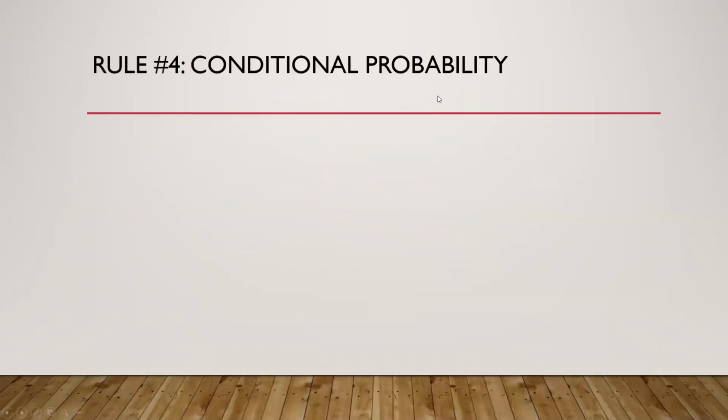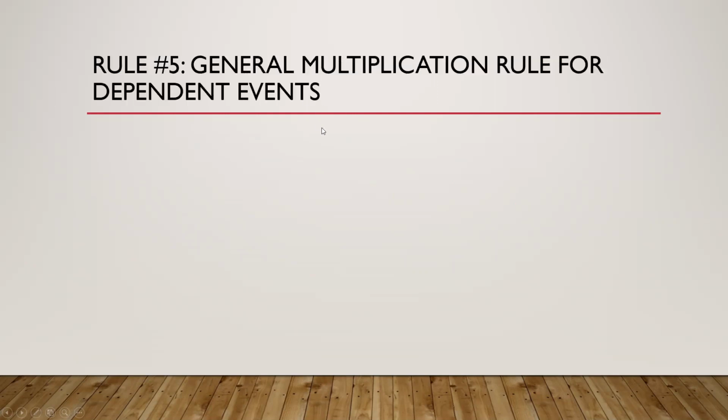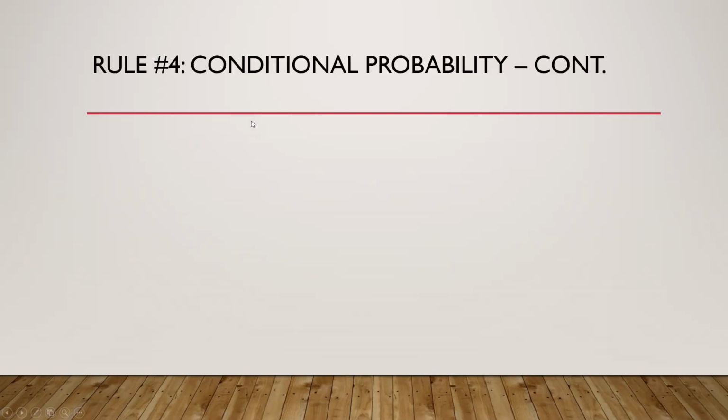All right. So what I want to do today for probability is we have two more rules. We have something called conditional probability, and then we're going to have something called the general multiplication rule for dependent events.